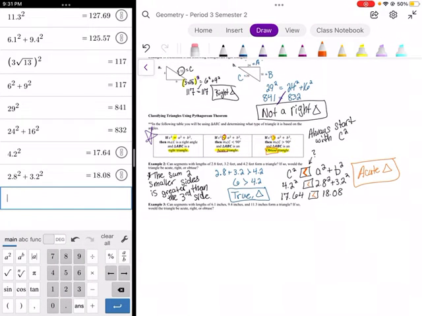So if you want to try the last example on your own, trying to identify what type of triangle it is, pause the video and then press play once you have your answer.